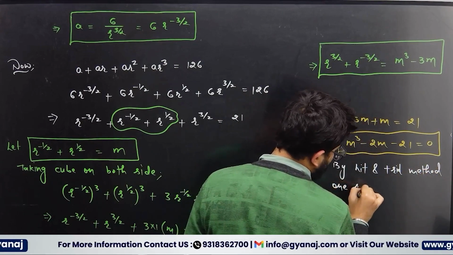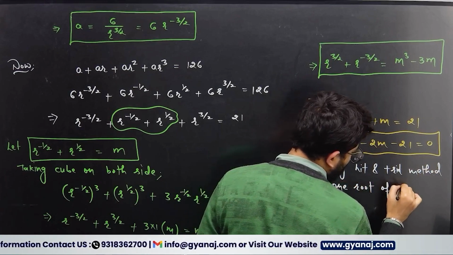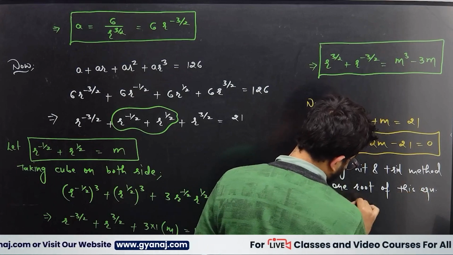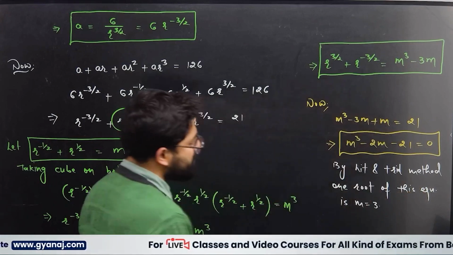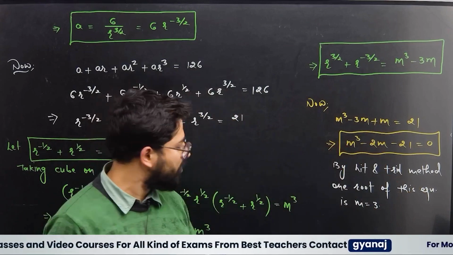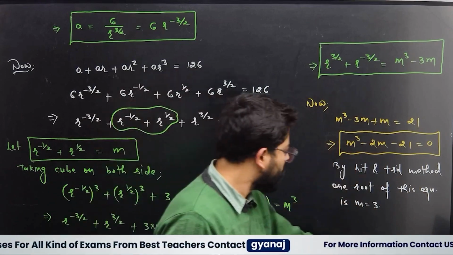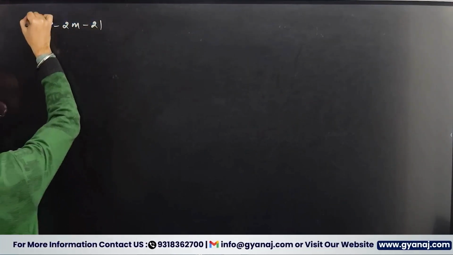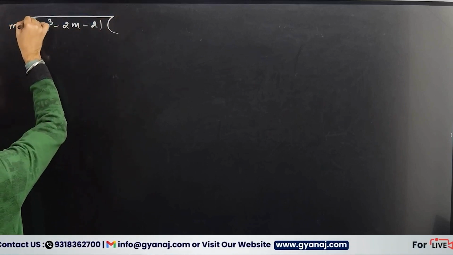one root of this equation is m is equal to 3. So when you put 3, that is 27 minus 27, which is 0. So m minus 3 is the factor. Okay. So now write it. That is m cube minus 2m minus 21. When you divide by m minus 3, so we have what?